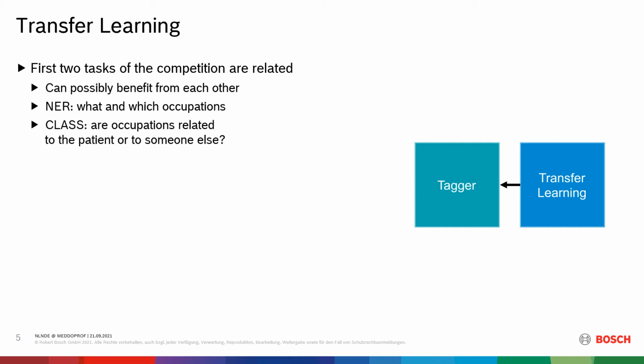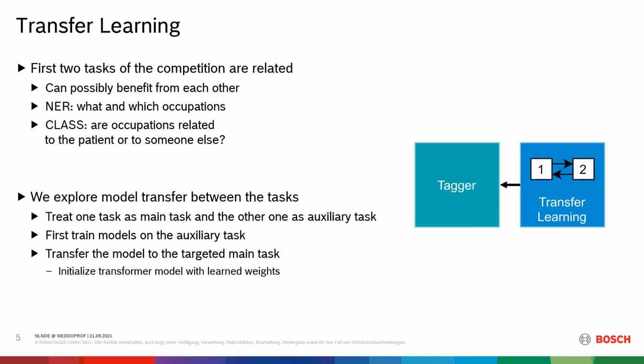For example, if the model already knows which token belongs to an annotation, shouldn't it be easier to classify the corresponding person in the second task? For this, we performed model transfer by first training the model on the first task. We call this our auxiliary task. Then we transfer this model to the new task, our main task. And we do this by initializing the sequence tagger with the learned weights from the first task. After this, we can perform just normal model training.